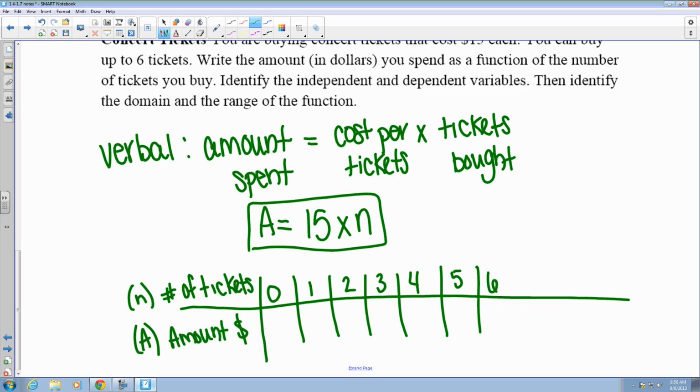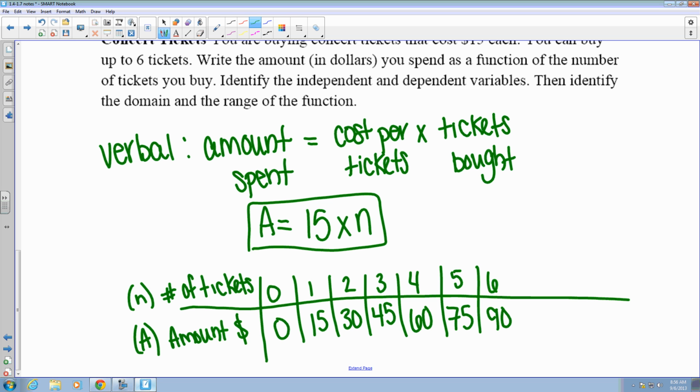If you bought 0 tickets, it would not cost us anything. If we bought 1, it's $15, 2 is 30, 3 is 45, 4 is 60, 5 is 75, and 6 would cost us $90. Now, which one of these depends on the other? Because that's going to help us figure out which one is the domain and the range.